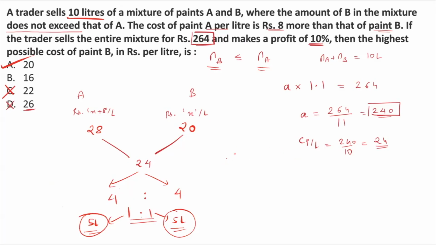To cross check, let's confirm with the last option remaining. The last option remaining says the price of mixture B is 16 rupees per liter. So A will be 16 plus 8, 24. And the average required is also 24. Well, this is also not possible. If the individual rates are 16 rupees per liter and 24 rupees per liter, the average should lie between this range. It can't be equal to one of these two, right? So the ultimate option remaining is option A only, the answer to your question. Highest possible cost of B in rupees per liter is rupees 20.